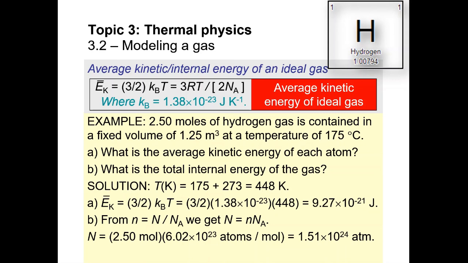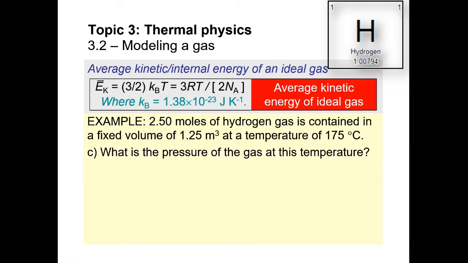Now, the total kinetic energy, which is the total internal energy, equals N, the number of molecules, times the energy of each one. So we have 1.51 times 10 to the 24 atoms. The average kinetic energy of each one is 9.27 times 10 to the minus 21 joule. That gives us 14,000 joule.